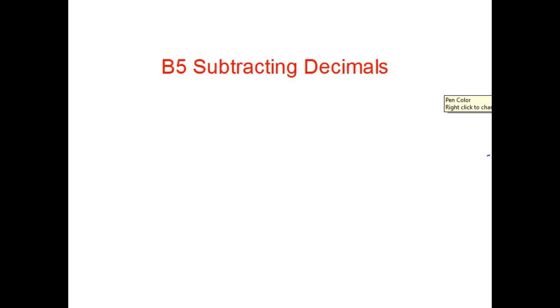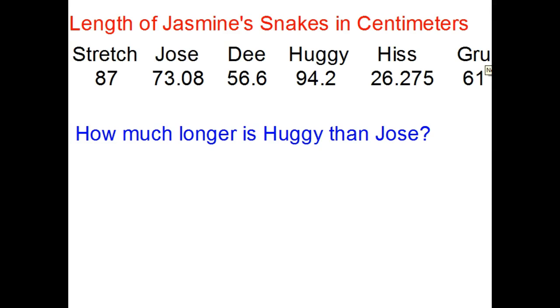Video should help you with subtracting decimals. So we have the length of Jasmine's snakes in centimeters. As you can see, she's got 5 different snakes and they've already been measured. How much longer is Huggy than Jose?